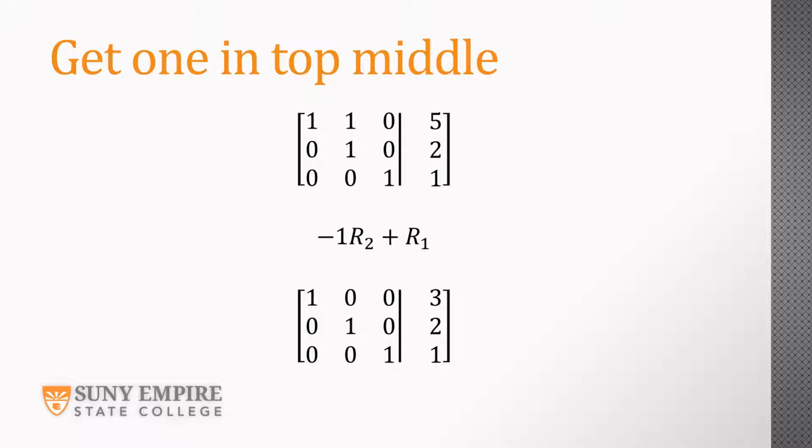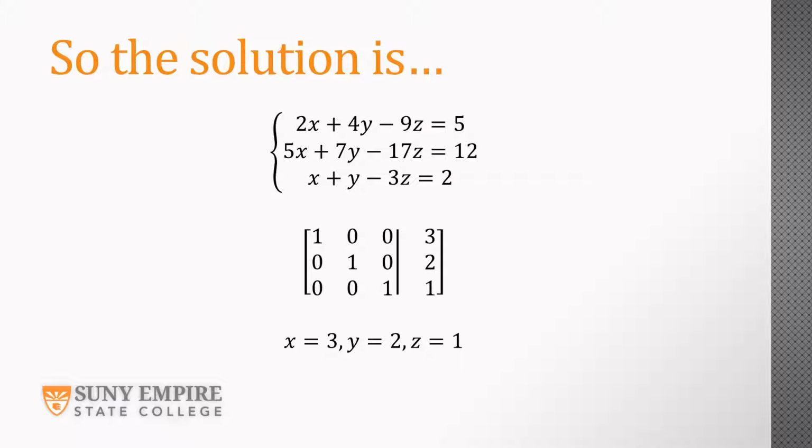We finish by needing 0 in the middle of the top row. We use the linear combination negative 1 multiplied by row 2 plus row 1. Again, lots of zeros. But we have negative 1 times 1 plus 1 equals 0. And negative 1 times 2 plus 5 equals 3.